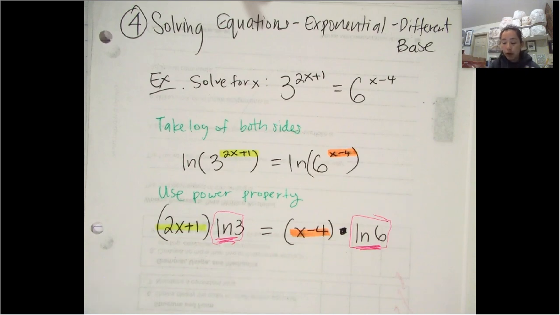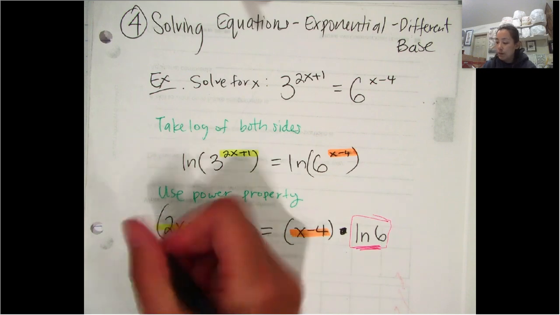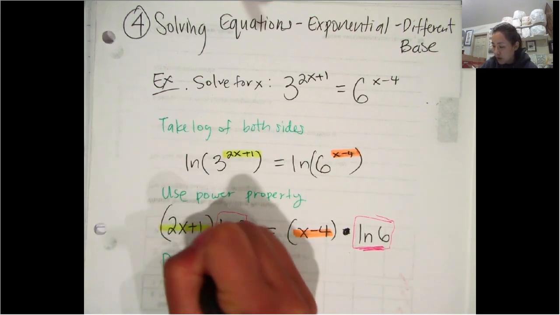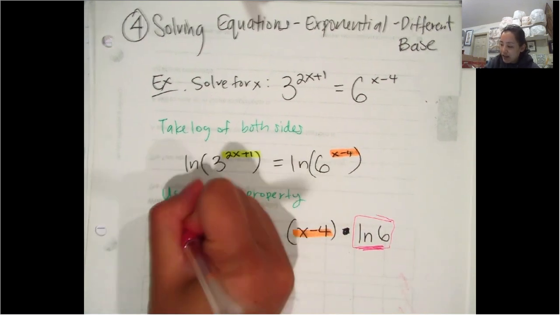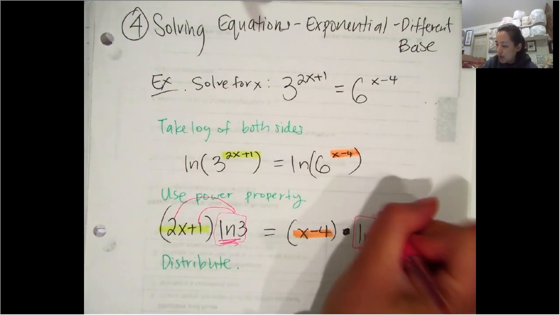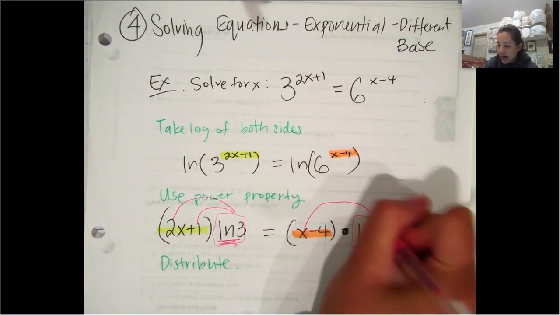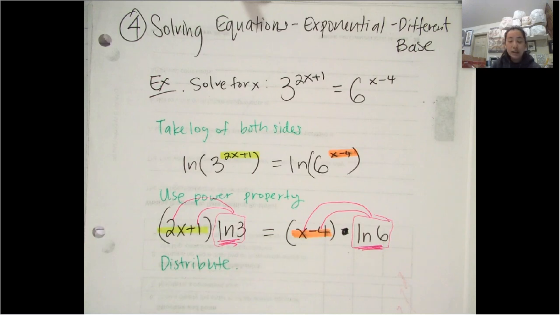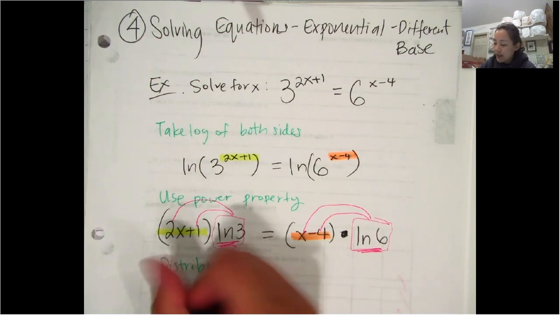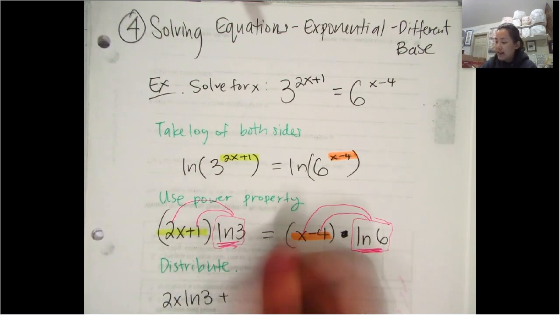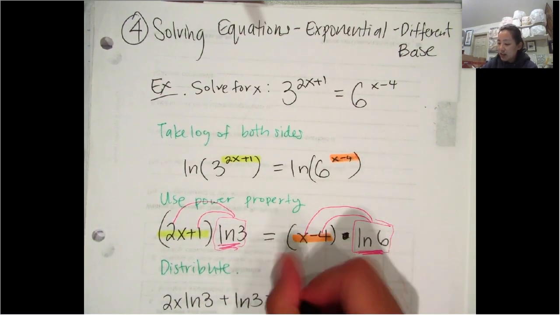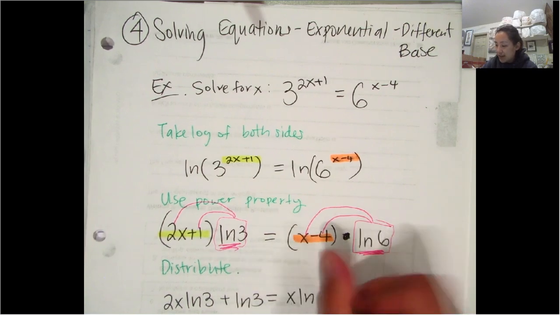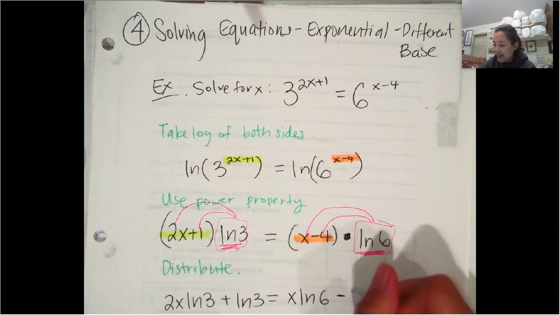Okay, and so we're going to go ahead and multiply this out, and so we're going to distribute. Meaning that we're going to take this ln of 3, we're going to distribute it to the 2x, and we're going to distribute it to the 1. Same with over here. We're going to take the ln of 6 and distribute it to the x, and then distribute it to the 4. So this is 2x times ln of 3 plus, and then ln of 3 times 1 is ln of 3, equals, and then we distribute the ln of 6 inside. So you have x times ln of 6 minus, and then 4 ln of 6.